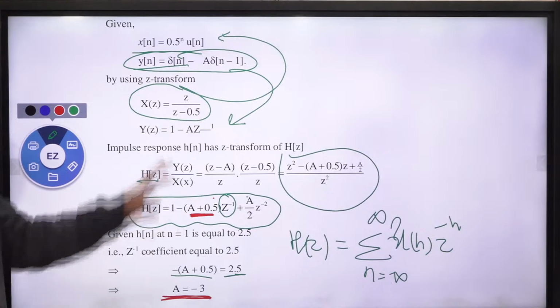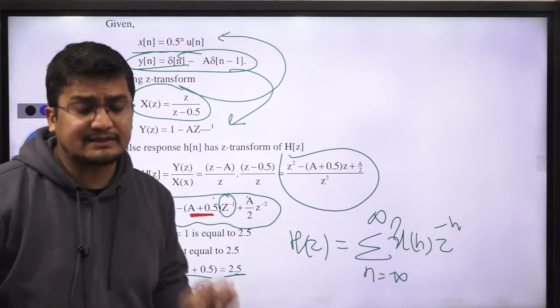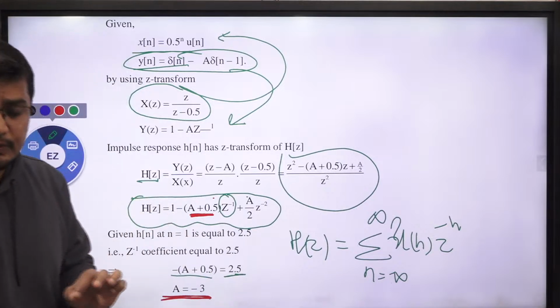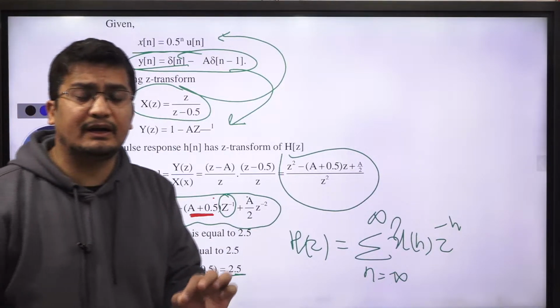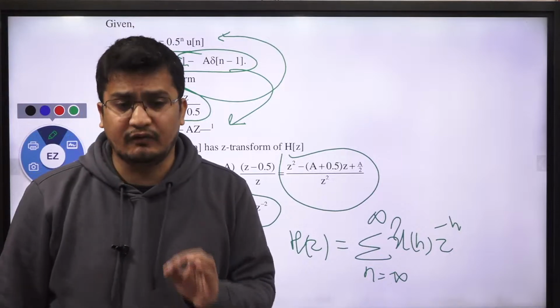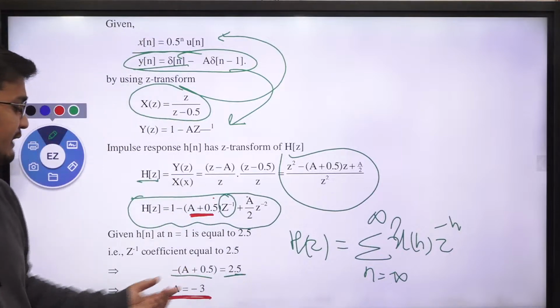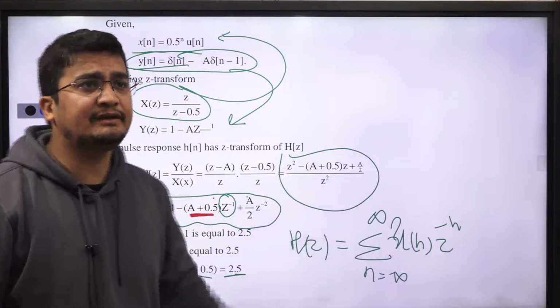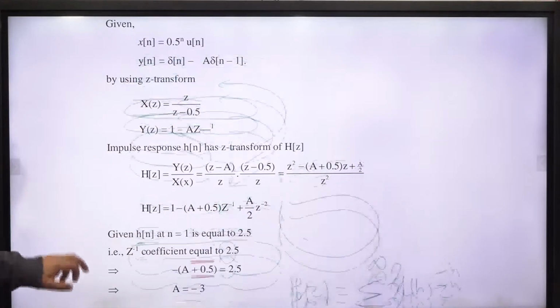So guys, it might seem a bit complex here. Honestly, it's a very straightforward question. H of n was supposed to be calculated, and you need to compare the value of h of n at n is equal to 1. That will come in terms of a, and from there you can equate the value and calculate the value of a, which is coming minus 3. I hope this makes sense, right? Moving ahead with the next question.